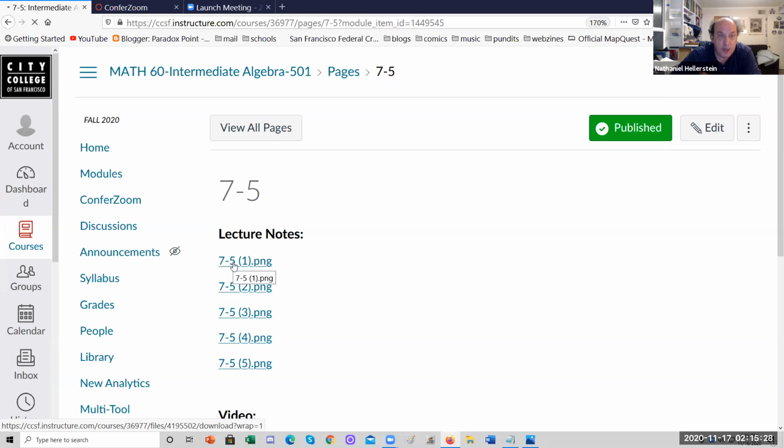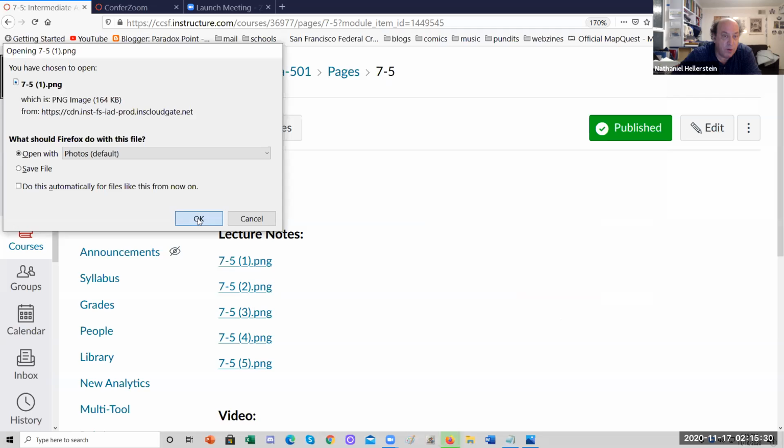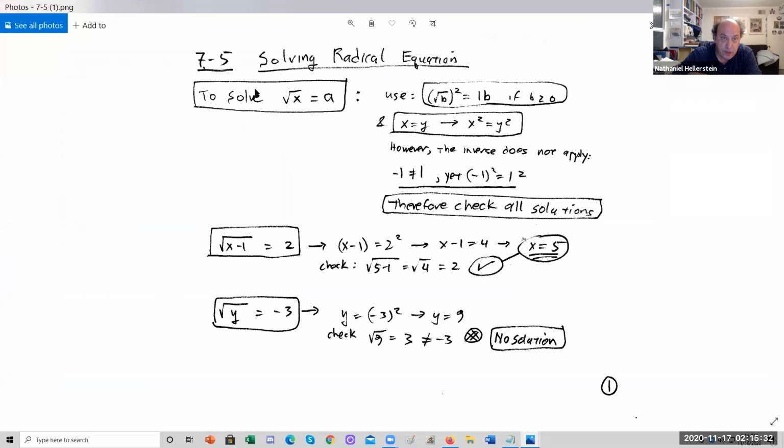Okay, for today, we'll begin to solve radical equations, so solving equations involving a square root. Here's a simple one. Square root of x equals a. Well, if you square both sides, we can cancel it over. So we can get x, and from here x equals a squared, but it's not necessarily the reverse.